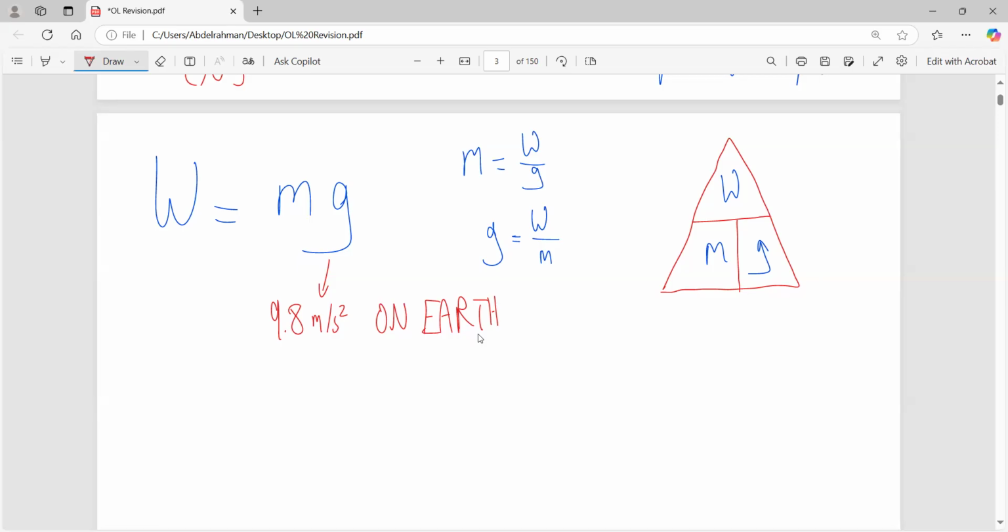Of course the mass has to be in kilograms. Okay, the mass has to be in kilograms.